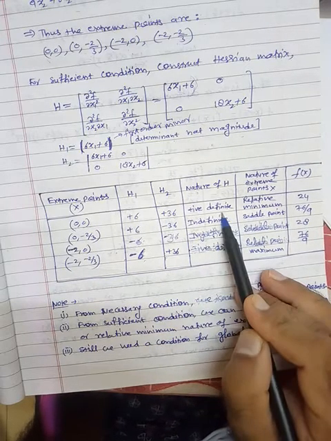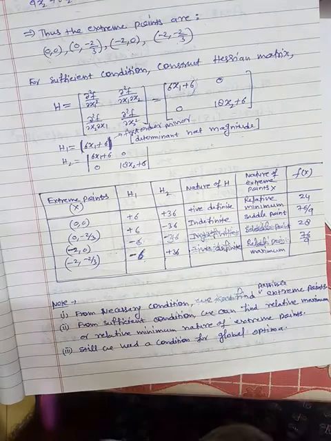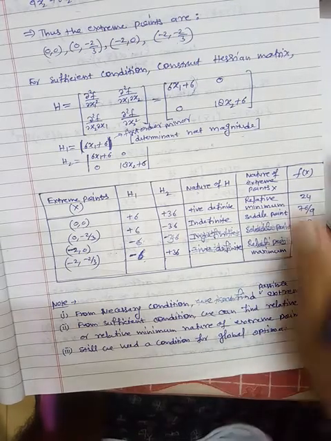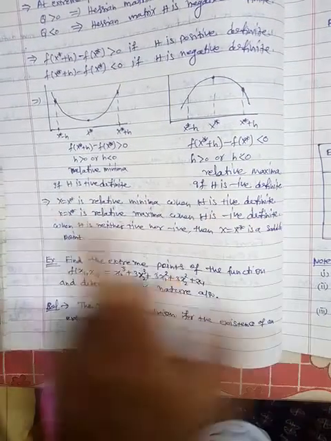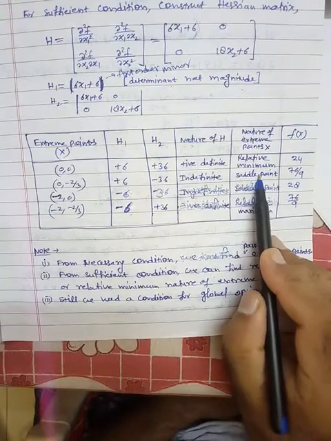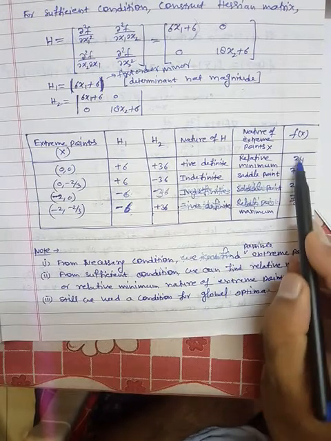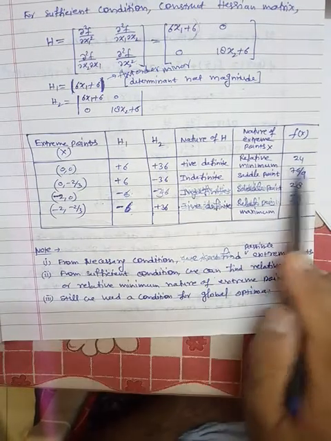And when positive definite, according to our conclusion which we have listed here, what is it? When h is positive definite, relative minima. So this is relative minima, and you can find out the value of the function by putting 0, 0. So this is 24.